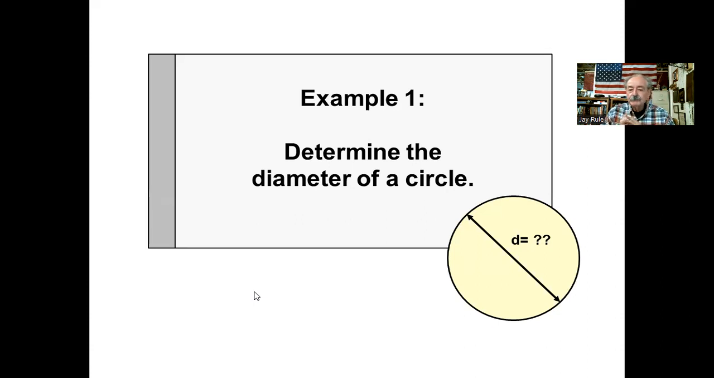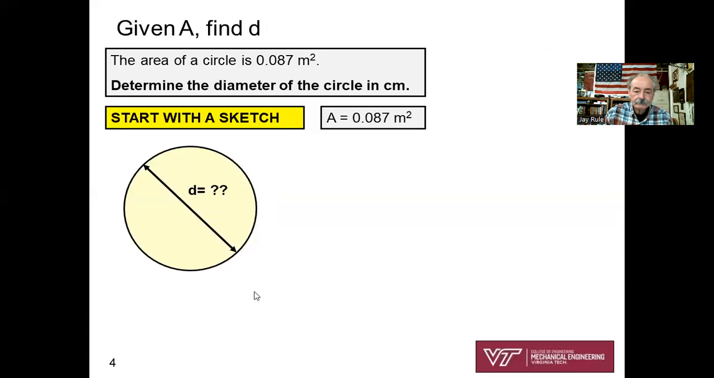First example: how would you determine the diameter of a circle when you're given the area? So here's the problem. Given A, the area, find the diameter D. The area of a circle is 0.087 square meters. Determine the diameter of the circle in centimeters. Let's start with a sketch. And so there's my very simple sketch of a circle, diameter equals question mark, and the area is 0.087. All right, think about how you would solve this problem on your own as you go along.